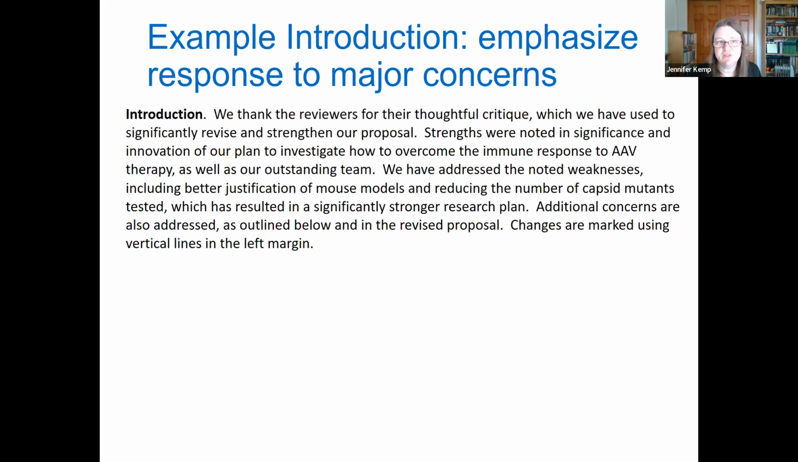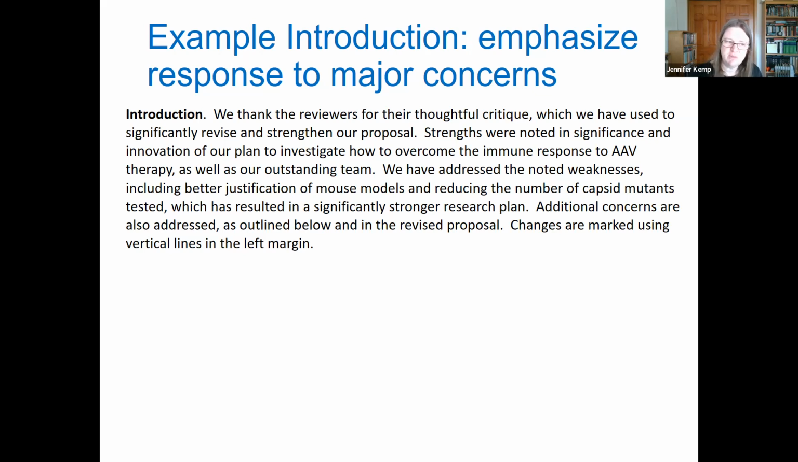And then additional concerns are also addressed as outlined below and in the revised proposal. Changes are marked using vertical lines in the left margin. This is always how I recommend marking changes. However, I want to note that NIH has very recently added some language in their review revision instructions, and they're now saying not to mark the changes. I don't know if anybody's heard about this. It hasn't been publicized very well, but that language is there.